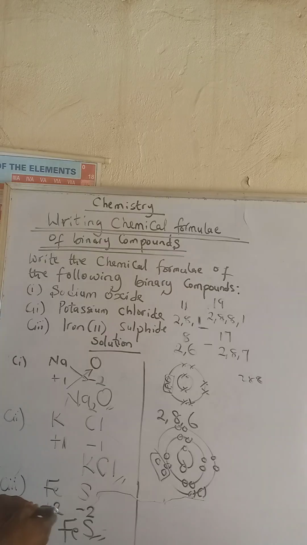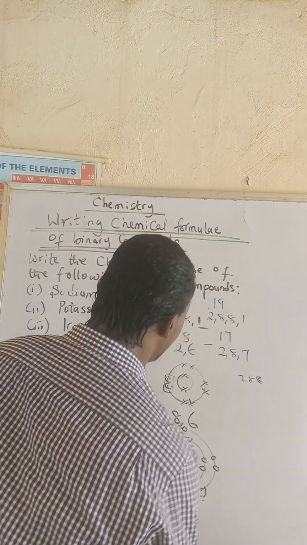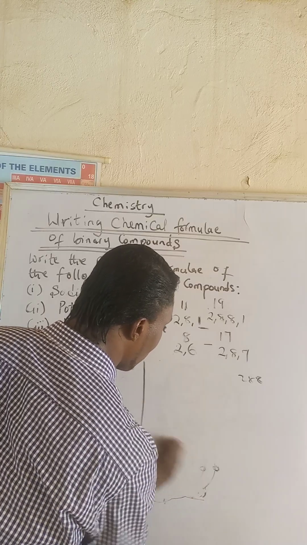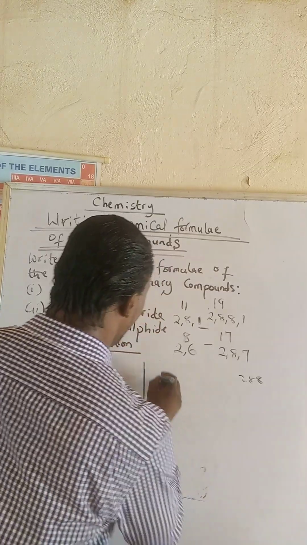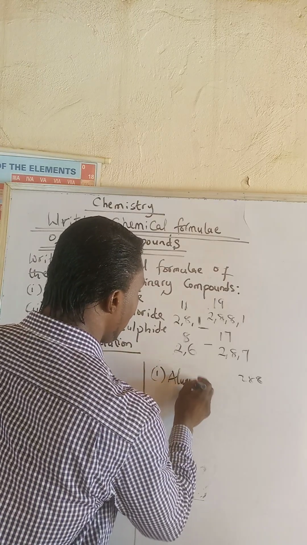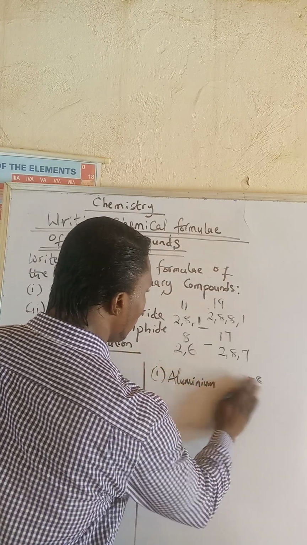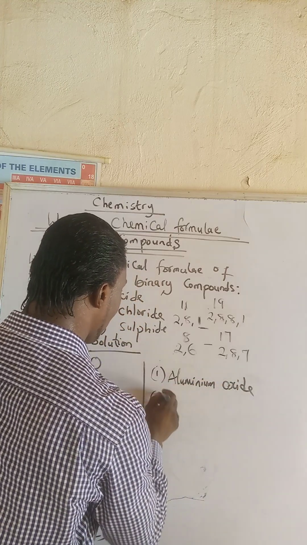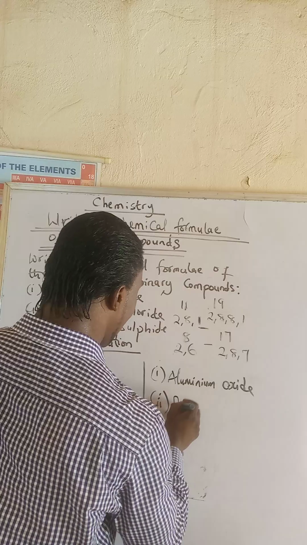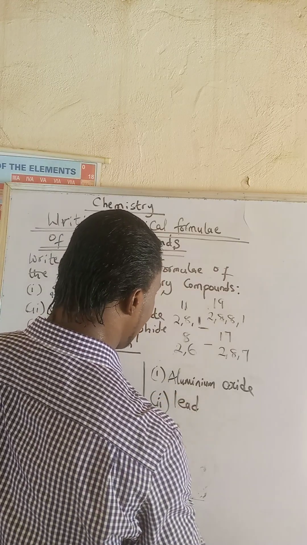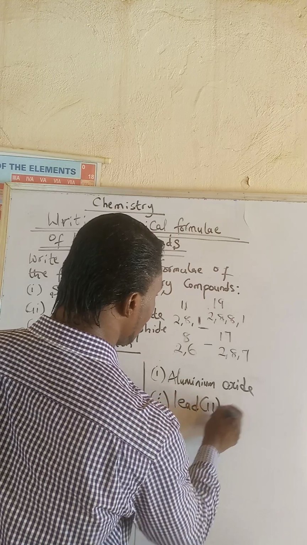Okay, quickly give me the formulae of these compounds. Quickly in the comment section, write down the chemical formula of the first one, aluminium oxide, and the chemical formula of lead(II) chloride, and of lead(II) sulfide.